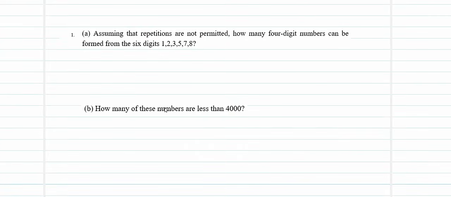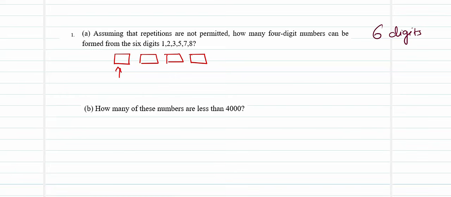Problem number 1. Assuming that repetition is not permitted, how many 4-digit numbers can be formed using the 6 digits 1, 2, 3, 5, 7 and 8? Totally we have 6 digits and what we have been asked to form is a 4-digit number. So I have 1, 2, 3, 4. This first position can be filled with one of these 6 digits in how many ways? That can be done in 6 ways.